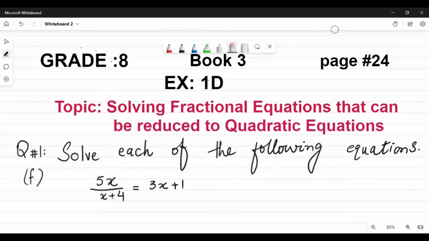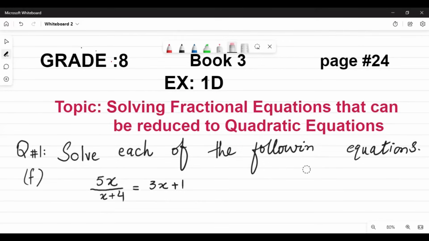We started exercise number 1D and we have done question number 1B part in our last lesson. Today we are going to do another example from the same question, question number 1, and it has only a little bit of change. So look at the question.